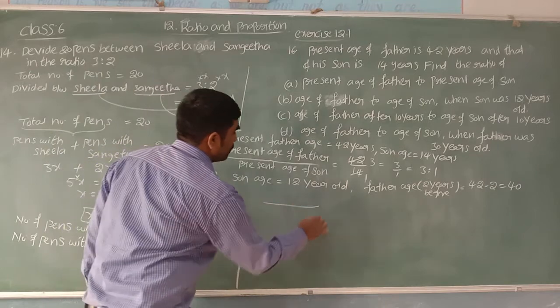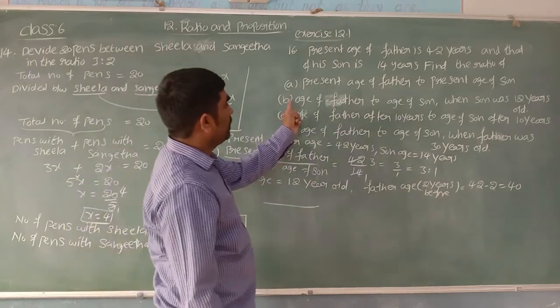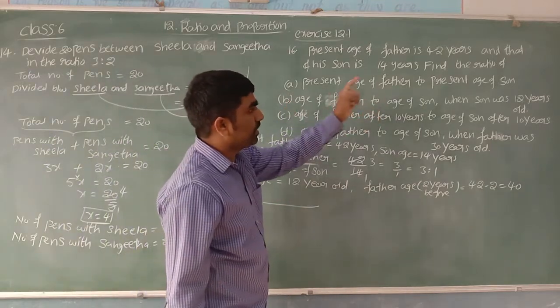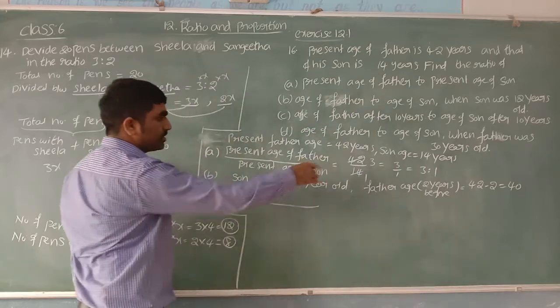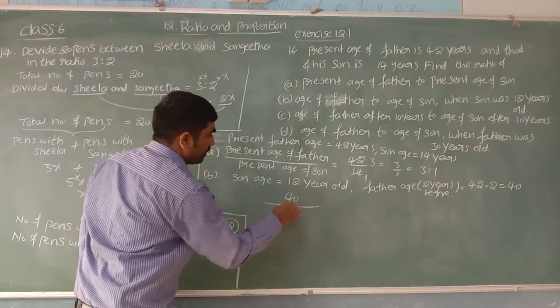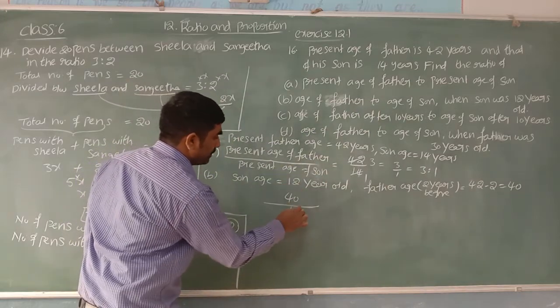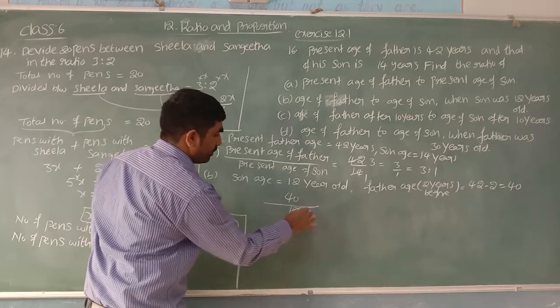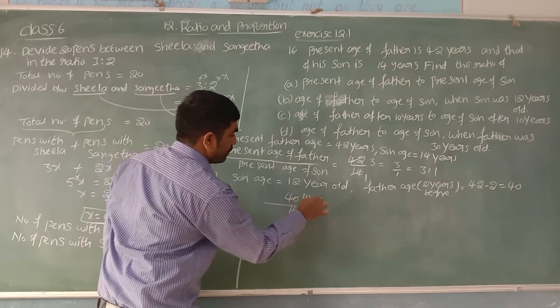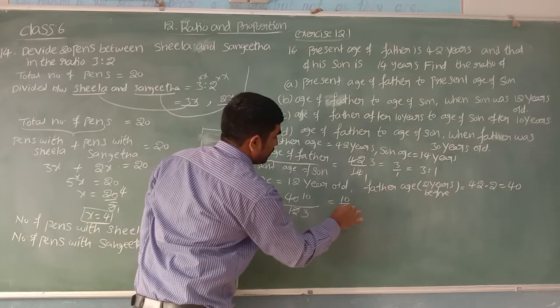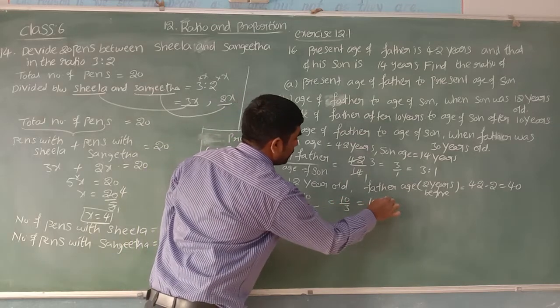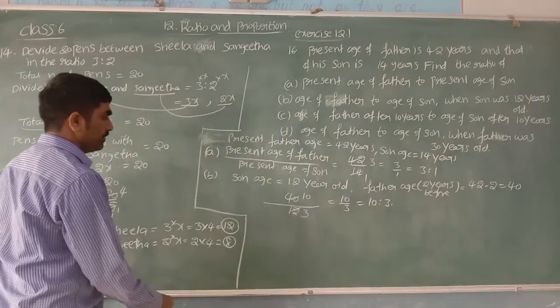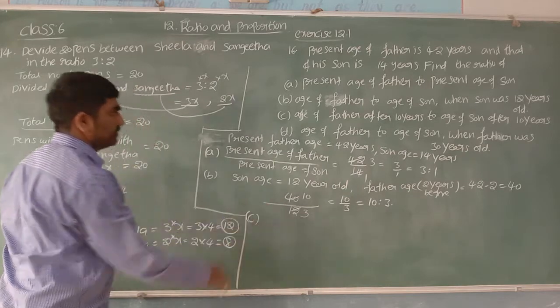Now we'll find the ratio of, they said, father age to son. What is the father age now? 40. What is the son age? 12. You can find now 4 3s are 12, 4 10s are 40, is equal to 10 by 3. And the ratio is what, beta? 10 is to 3.